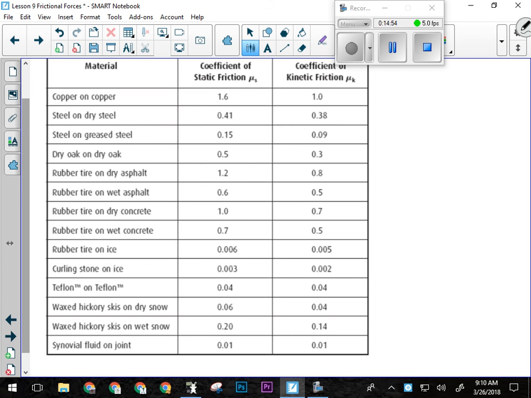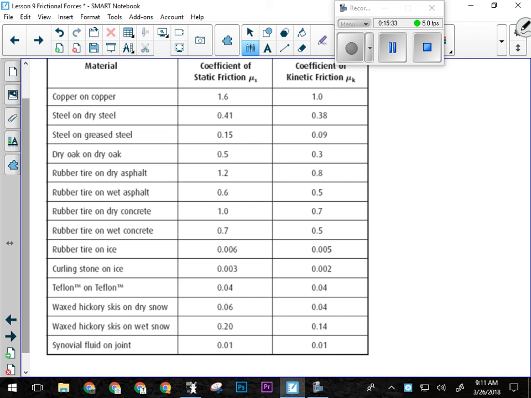So we've got a rubber tire on dry asphalt. This is one of the ones that's greater than 1. It has a coefficient of friction of 1.2. But look, it drops significantly if those tires are spinning. So the coefficient of kinetic friction is considerably lower. Rubber tire on wet asphalt, half. As soon as that asphalt is wet, the traction decreases by a half. Rubber tire on dry concrete. Asphalt's a little bit better than concrete. When we're looking at wet concrete, it doesn't decrease quite as much, but still decreases a bit.